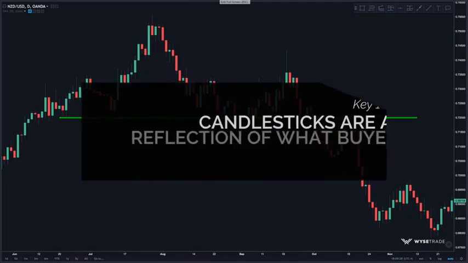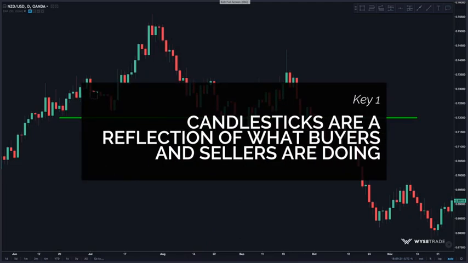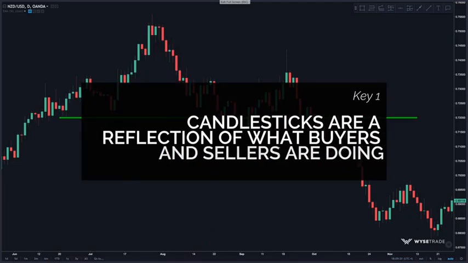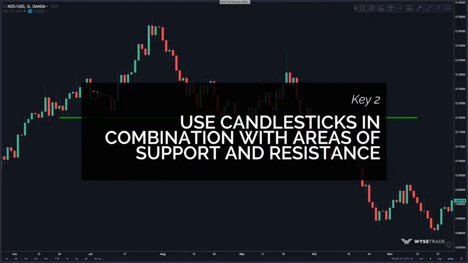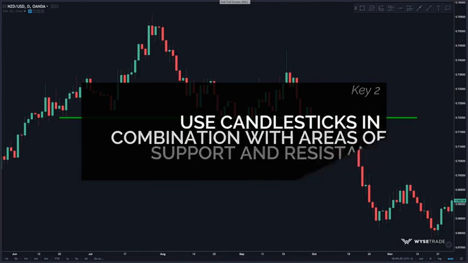So the first key, candlesticks are a reflection of what buyers and sellers are doing. The second key is use candlesticks in combination with areas of support and resistance, because we are using candles as a form of price action and confirmation that price is indeed respecting these areas of support and resistance.